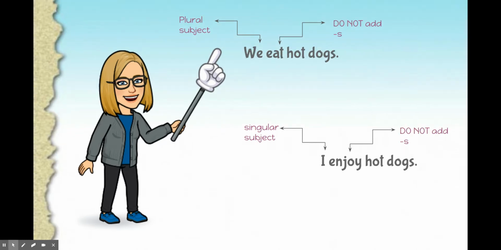When we have our plural subjects, we eat hot dogs. We is the plural subject. Eat is my verb. It's what they are doing. We do not add s. In the sentence, I enjoy hot dogs, because I is the subject and it's the exception to the rule, we do not add s to enjoy. We leave it: I enjoy hot dogs.